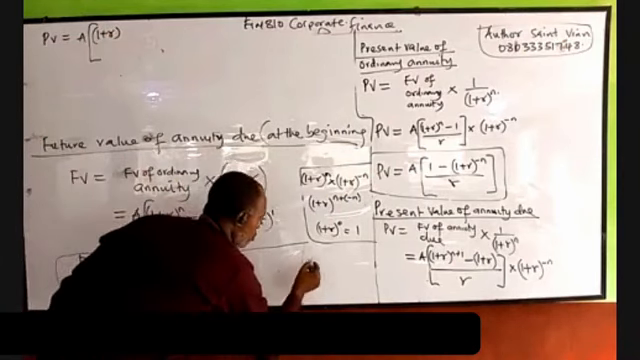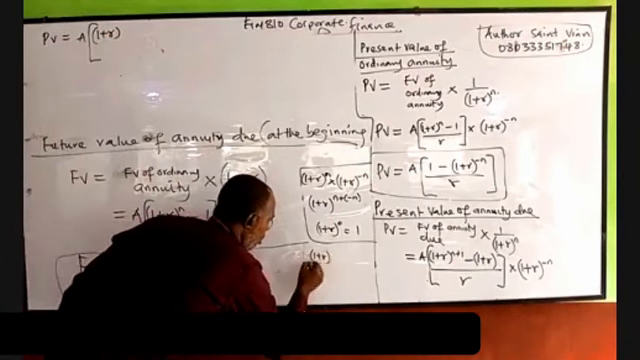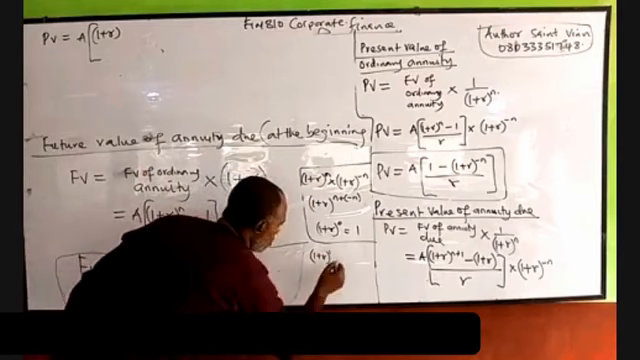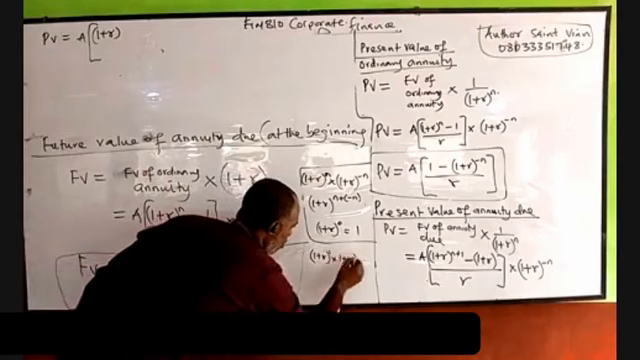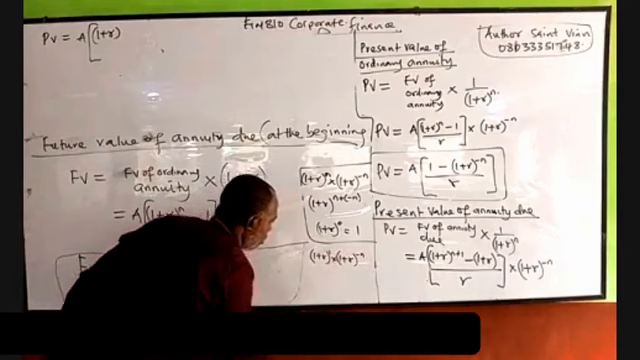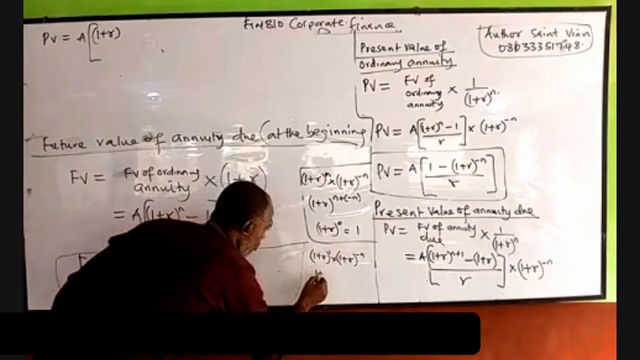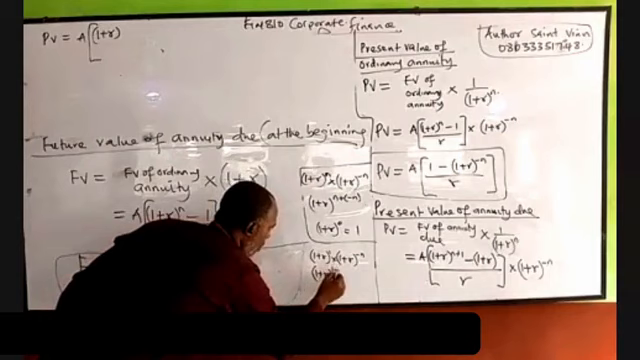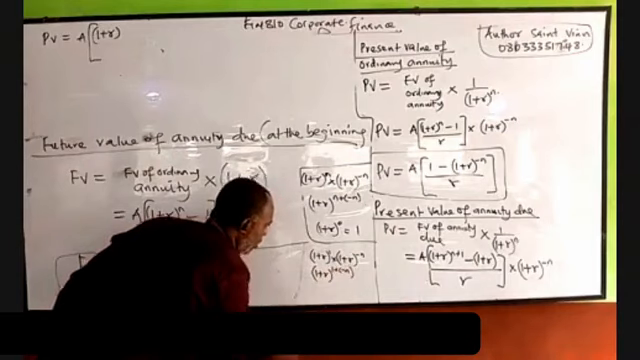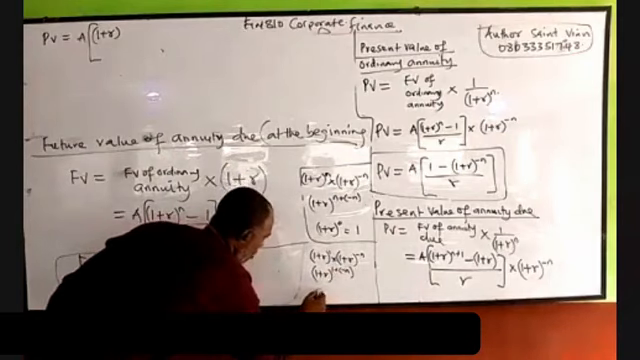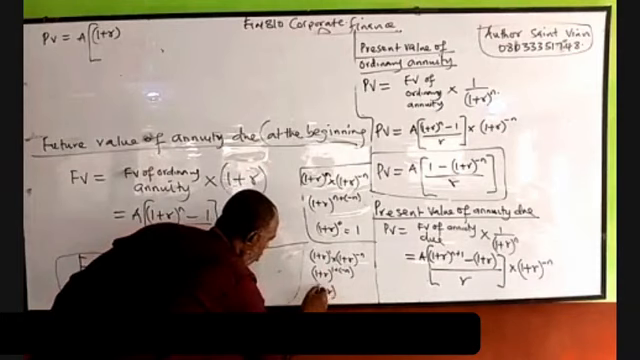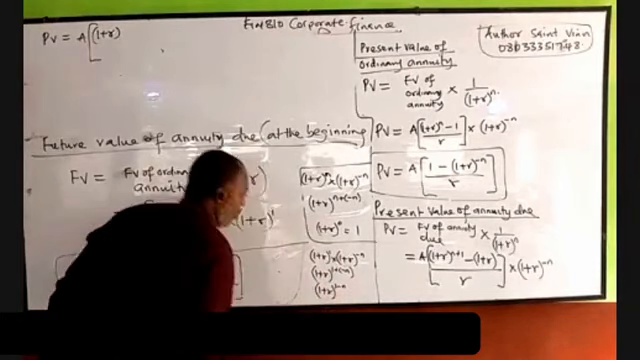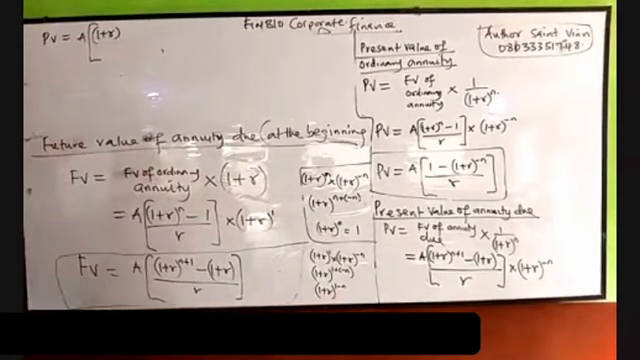Let's just show you the two. 1 plus R, all raised to power what? Times 1 plus R, all raised to power minus what? You know it's the same thing as 1 plus R, all raised to power 1 plus minus n, Abi? And this will give us 1 plus r all raised to power 1 minus n. Abi?